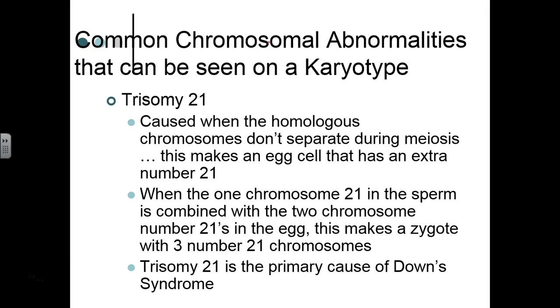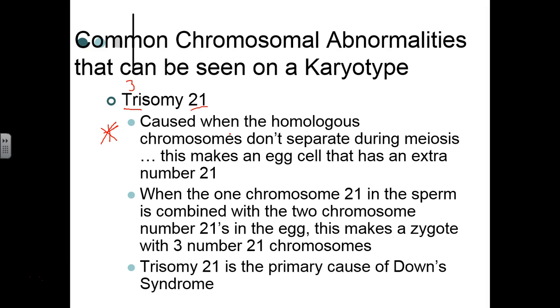So one of the most common ones is trisomy 21. Trisomy 21. So tri meaning 3, and this is chromosome number 21. And this is critical. I want you to make sure you jot this in your notes. This is caused when the homologous chromosomes don't separate during meiosis. So look over your meiosis 1 and meiosis 2 notes.